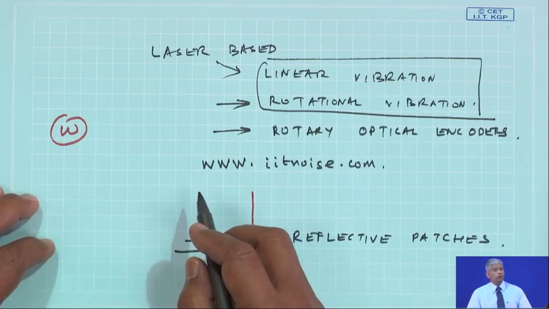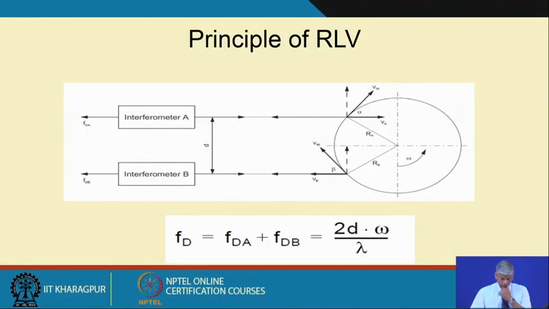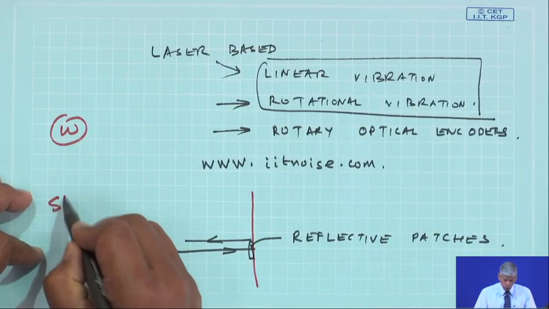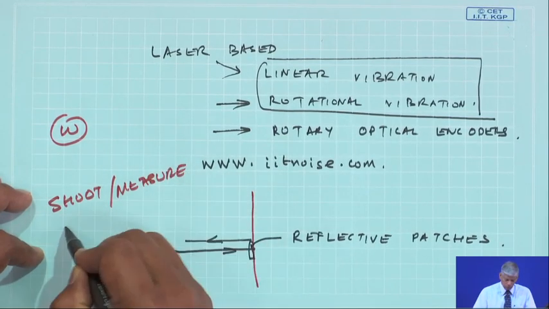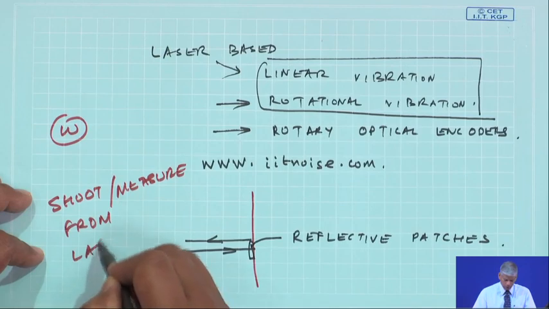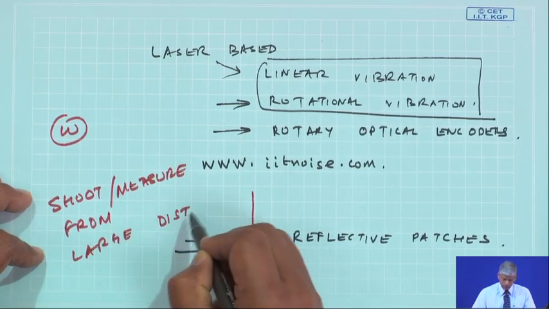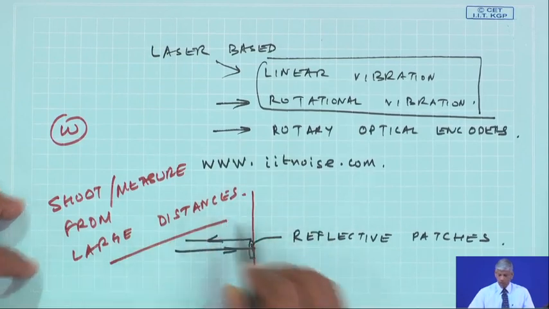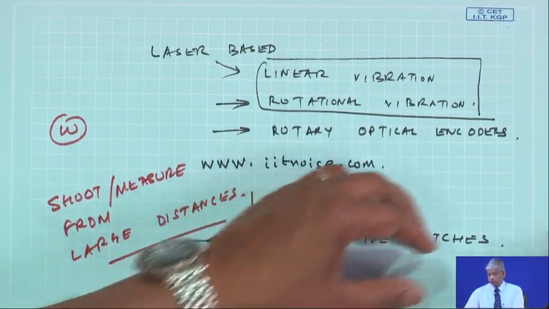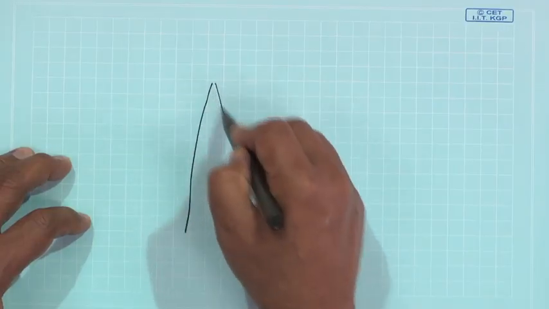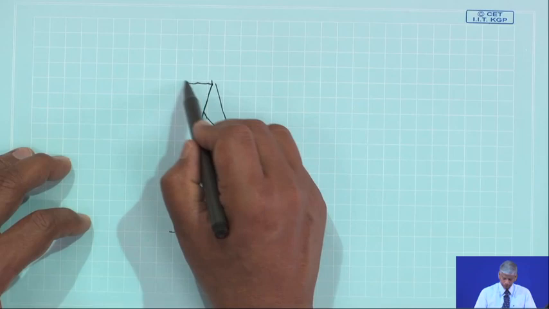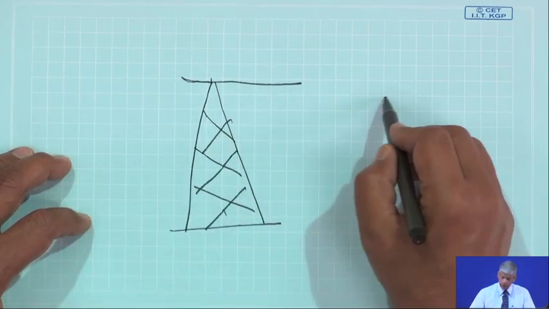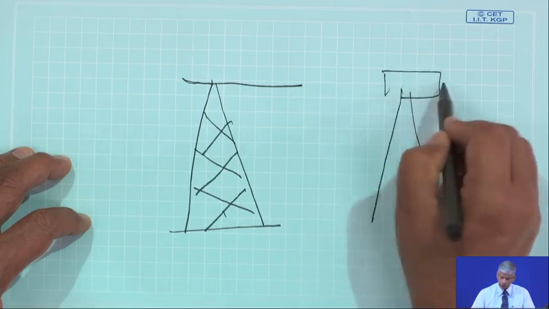The best part about this rotational laser vibrometer, and also for the linear vibration measurement, is that I can measure from large distances. Imagine you have to measure the vibration on top of a large tower. It could be a transmission tower, it could be a windmill, etc.